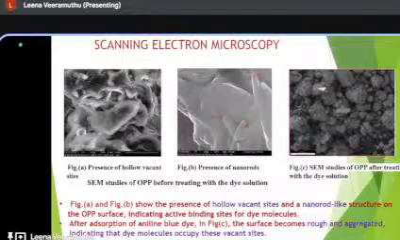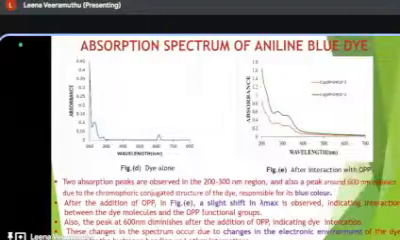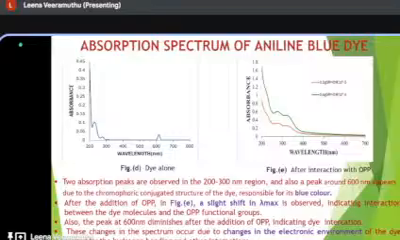Next, to study OPP and dye molecules, UV and emission spectroscopies were performed. From the UV spectrum of aniline blue dye, we can see two characteristic peaks around the 200 to 300 nanometer region, and also a peak around 620 nanometer is noticed, which is responsible for the blue color of the dye due to its extended conjugation. In the figure after interaction with OPP, we can see a slight shift in lambda max and a peak diminishing around 620 nanometer. This is due to the change in the electronic environment of the dye due to its interaction with OPP.